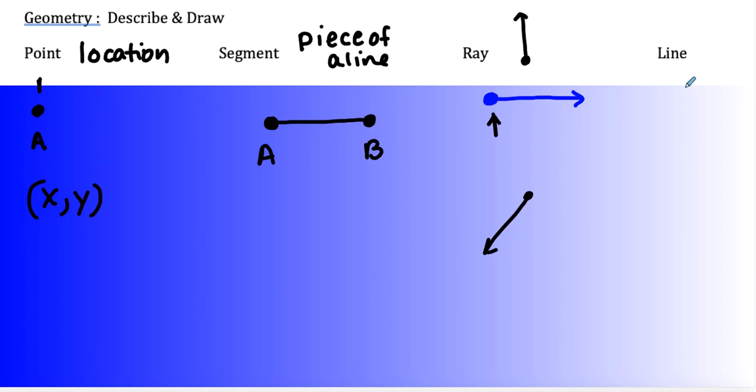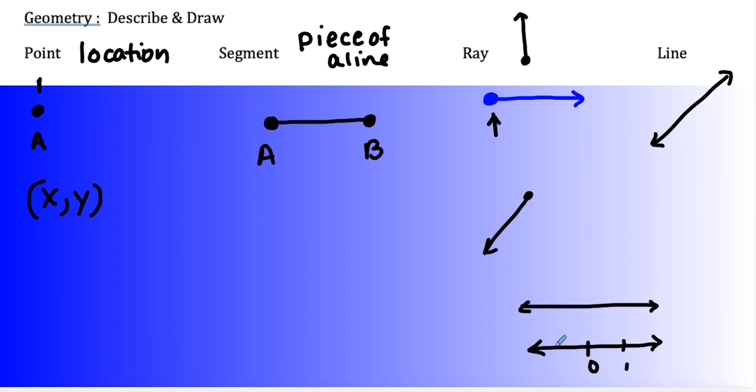And then we have a line. A line goes on infinitely in both directions. And when we use lines to graph inequalities, we usually draw it like this over the number line. And that would mean all real numbers.